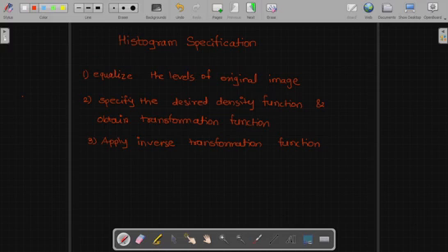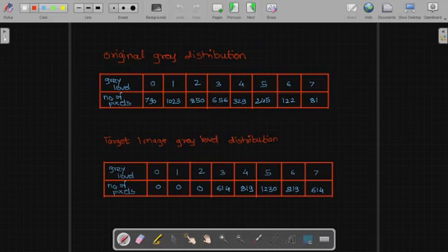In this histogram specification we can modify one image histogram according to another image histogram. Let's take one example for this. Here one original gray level distribution is given and a target image gray level distribution is given. We'll consider them as image A histogram and image B histogram.